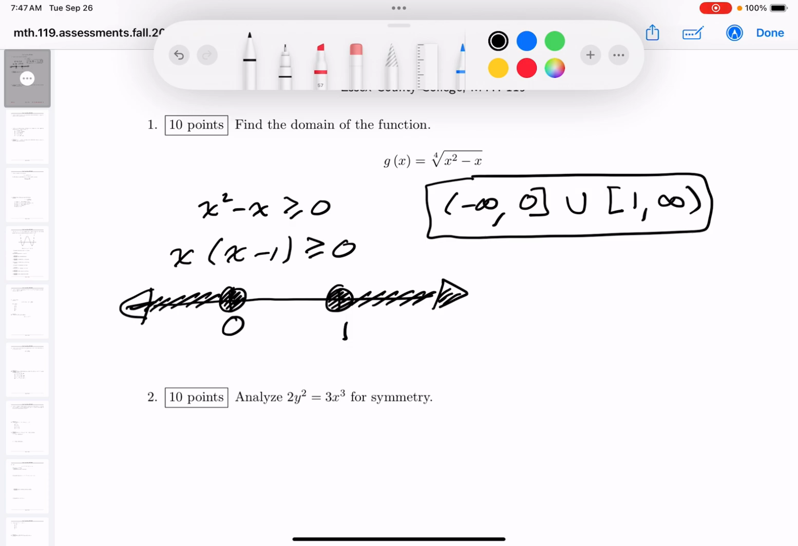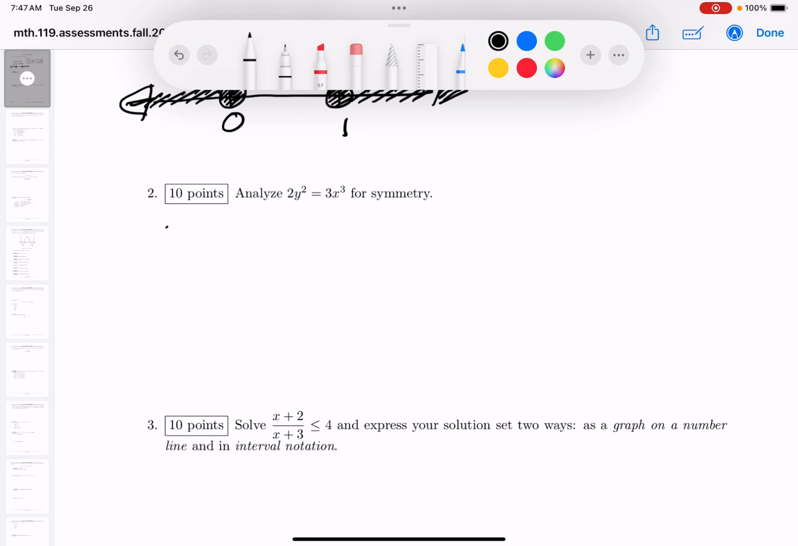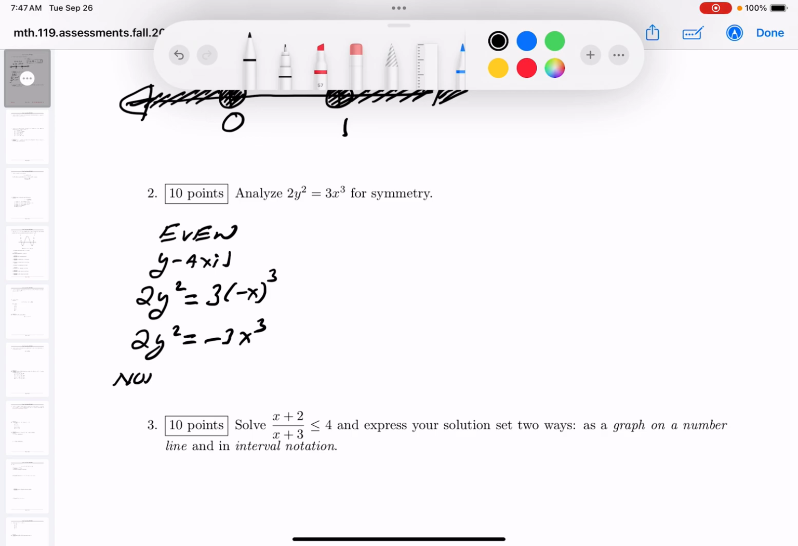Let's do the next one, which is analyze for symmetry. If we're going to analyze this for symmetry, there's 3 types of symmetry I look for. The first one would be even. How do you do even symmetry? Oh, by the way, it's also called y-axis symmetry. Whatever makes sense to you. So what do you do? You replace x by minus x and see what happens. Let's see what we do over here. 2y squared equals 3 times minus x cubed. Let's simplify it. You get 2y squared equals minus 3x cubed. Now, are they the same thing? No, so it's not even.